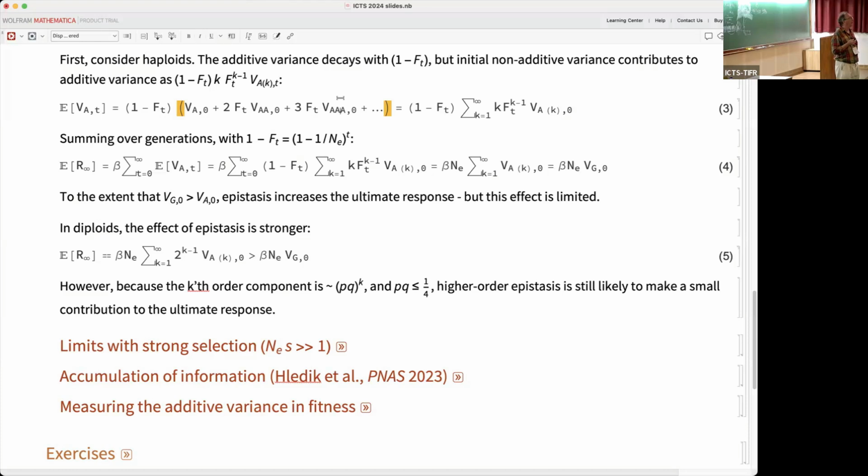Can you explain the 2, 3? Why is it 2, 3? Yeah, I didn't quite understand that. I would have to look it up in Lynch and Walsh, I think. It's not intuitive. I think I could probably, given a day or so, come up with the derivation.